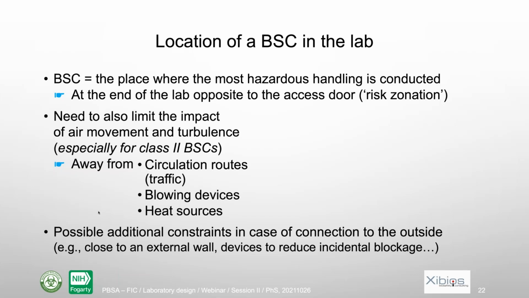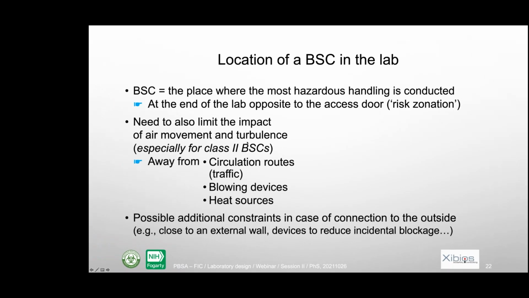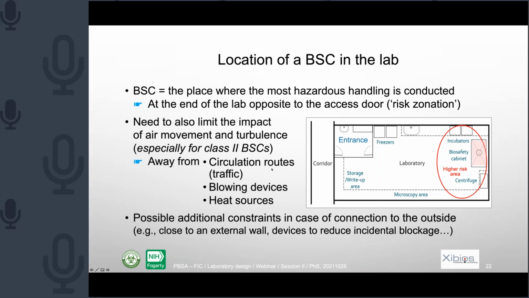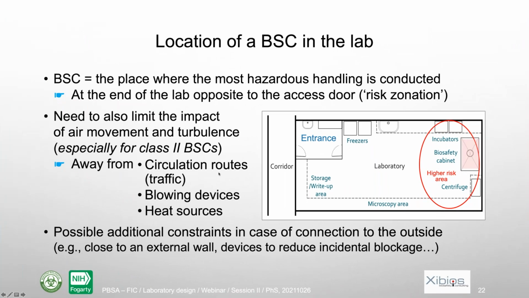We also need to limit the impact of air movement and turbulence. And so it's at the end of the lab. We need to put it away from circulation routes, from places where people go in and out, for instance, also from blowing devices, like some air conditioning elements, or some heat sources.